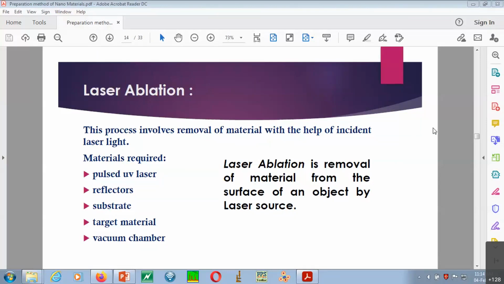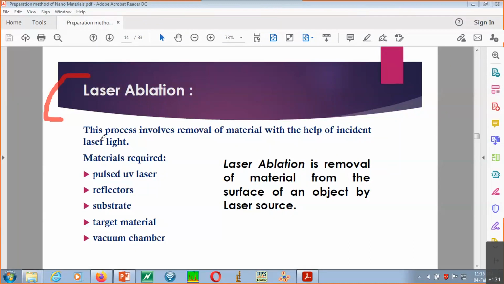Then comes the second method. Let me start now the regular content. Here is the second method which comes under the top-down approach. The method name is laser ablation. Let me highlight all such points. Laser ablation is the second method under the top-down approach.